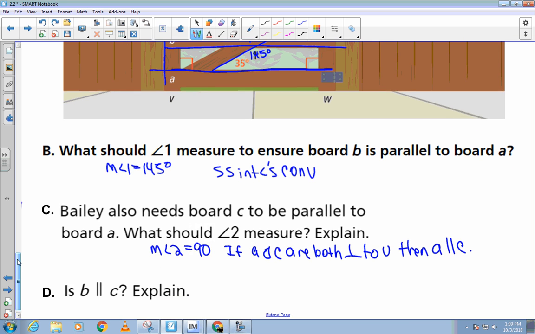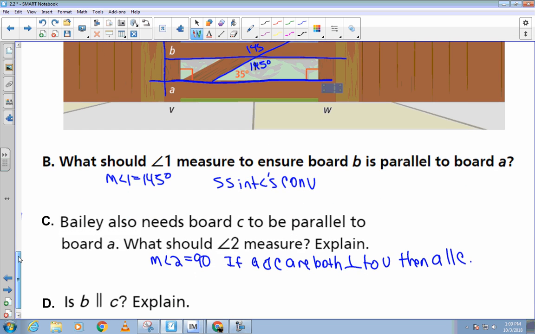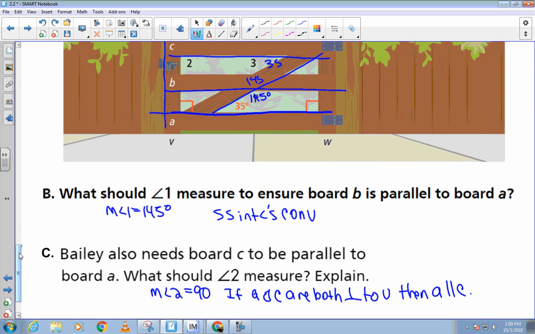Okay, last one. Is B parallel to C? And what we did prior to this would help us prove that, yes? Because we did vertical angles here with the 145s, right? And then we determined what 3 was, right? And so yes, the answer would be B is parallel to C. But what would your reason be there? Because actually, do we know that C is parallel to anything? Yeah, we know it's parallel to A.